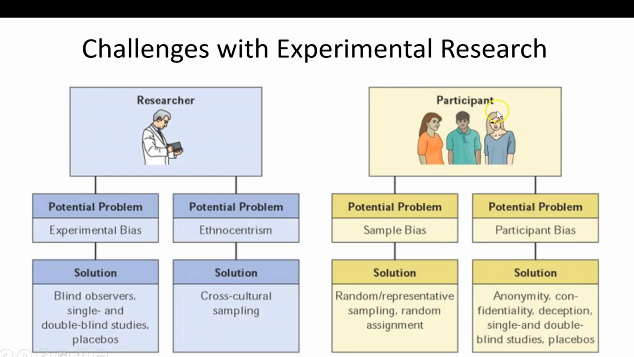And then some challenges with the participants is they can have bias. So we want to get a random sample and randomly assign our participants to each group. And our participants can also hold biases, and a solution to that is for them to remain anonymous, confidential, incorporate single and double-blind studies, or placebos.